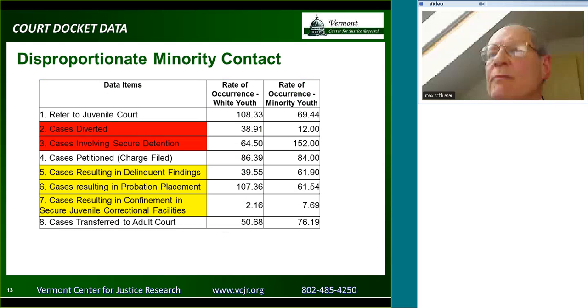Disproportionate minority contact: again, we're using this court docket information to tell us the difference in rates between the experience that white youth versus minority youth have with the court. And these that are highlighted in red are areas where there is a lot of disparity. The yellows also indicate some disparity, but less. And unfortunately, as you see, persons of color are receiving much more punitive types of sentencing than whites.